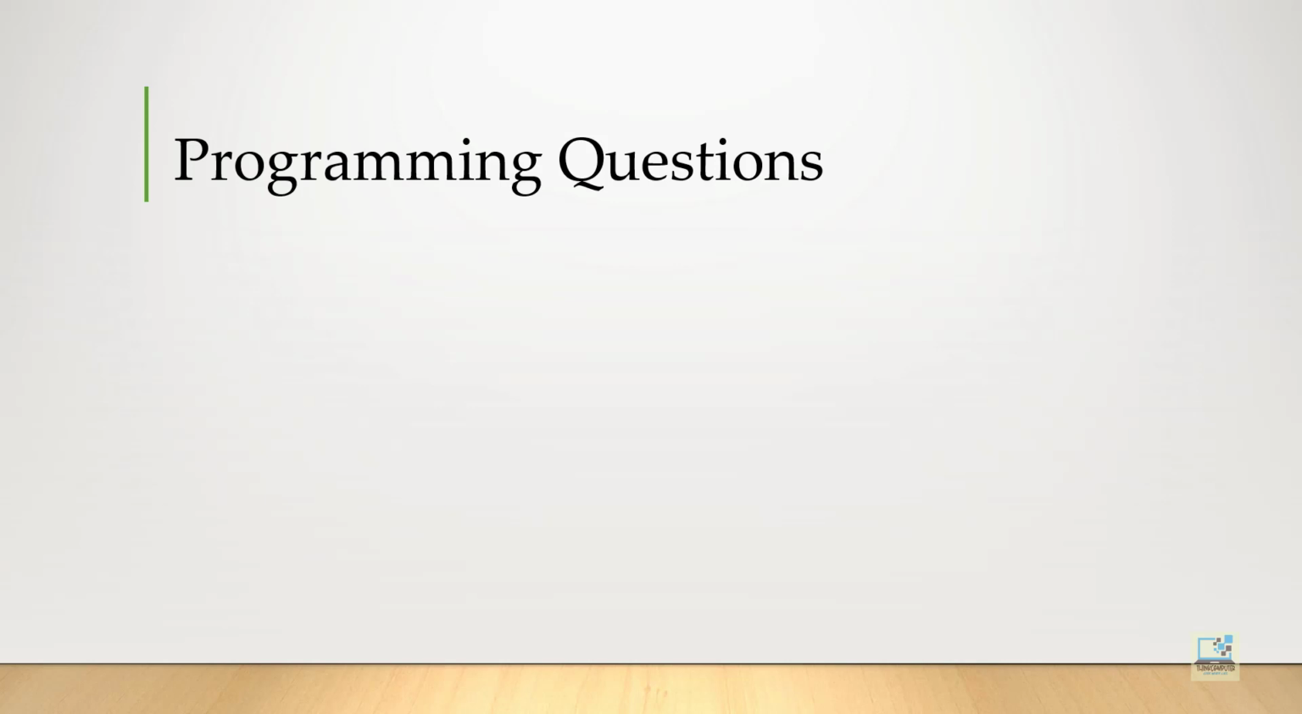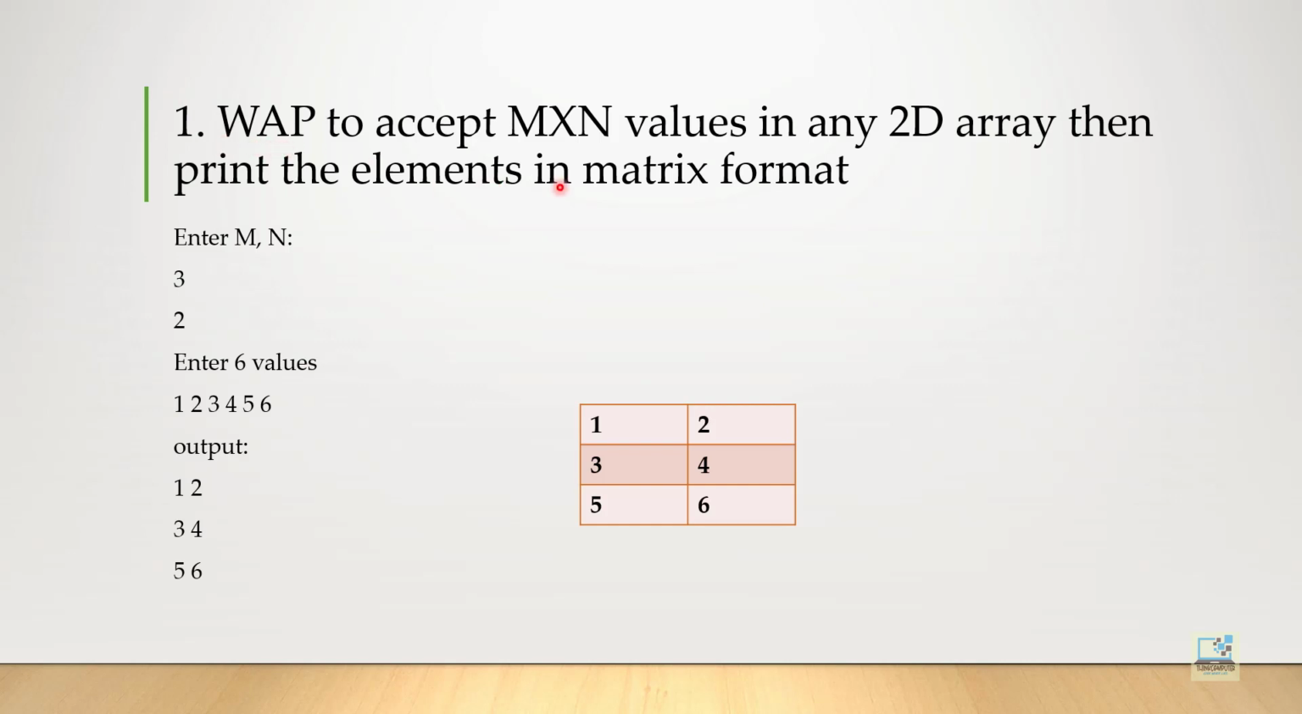I have 10 programming questions for you. Let's begin. First question: write a program to accept m into n values in any 2D array, then print the elements in matrix format. Here m into n, m is the number of rows and n is the number of columns. When we are representing any 2D array, the first term we are using is the number of rows and the second term is the number of columns. So if I input m as 3 and n as 2, that means the total number of elements will be 6. The message that will be displayed is enter 6 values.